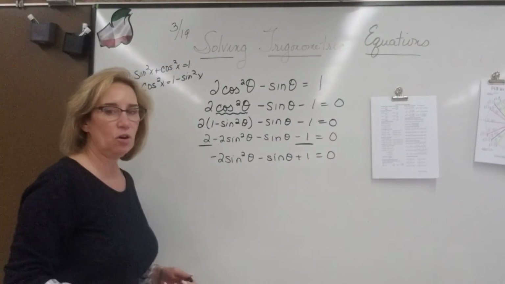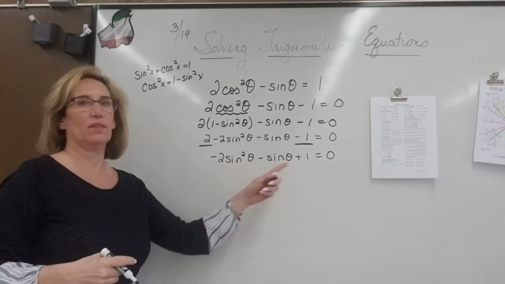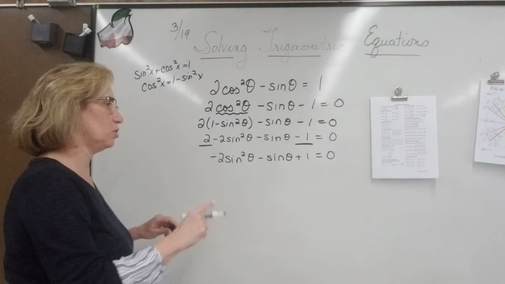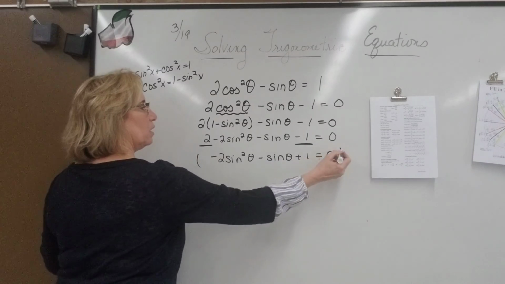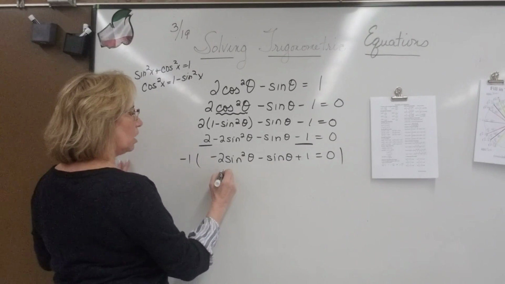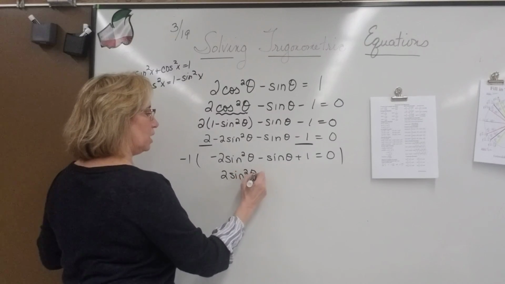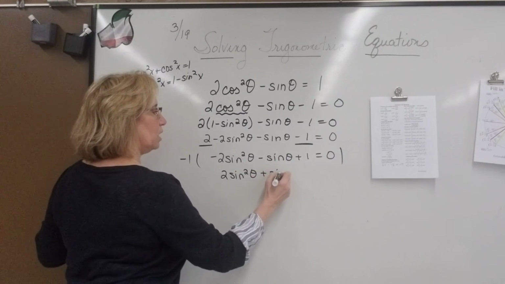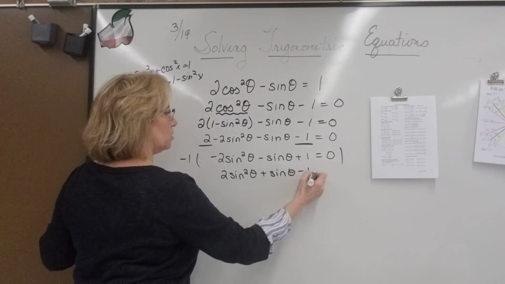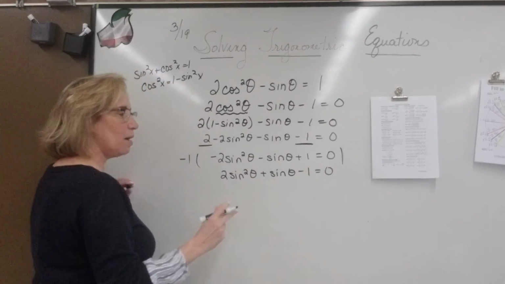Now, I don't know about you, but I don't like factoring anything that has a negative leading coefficient. So I'm going to multiply everything by negative 1. So I'm left with 2 sine squared theta plus sine theta minus 1 equals 0. Now I'm going to factor this.